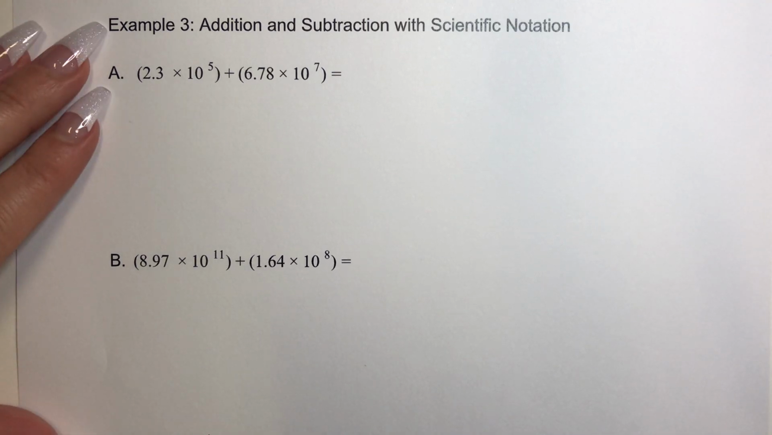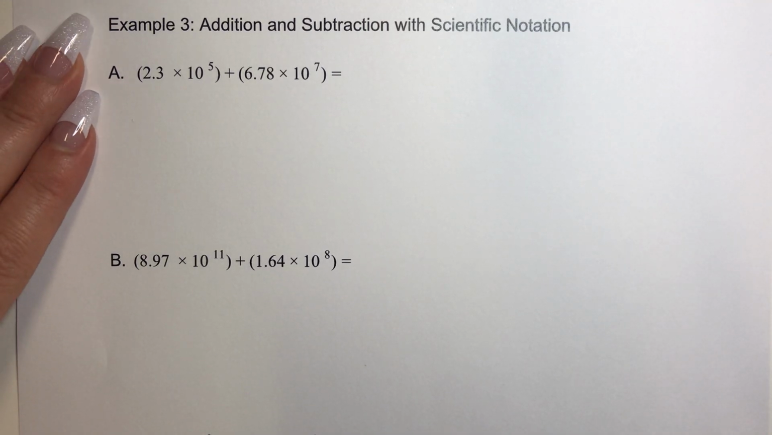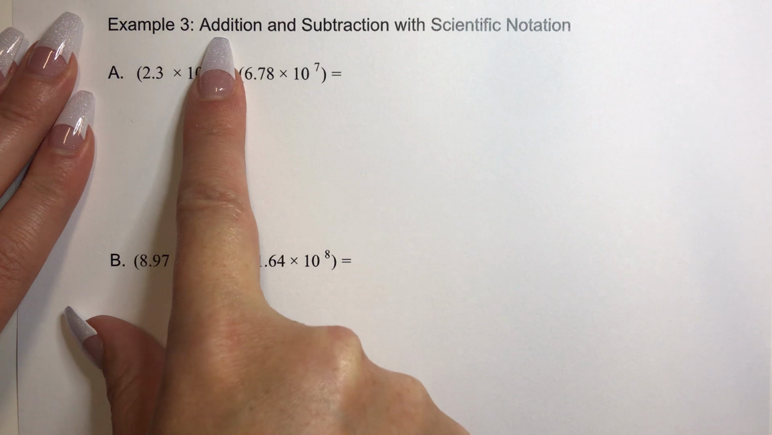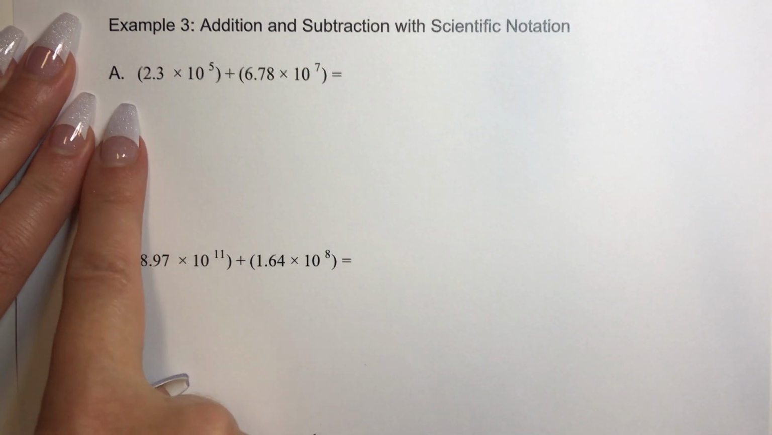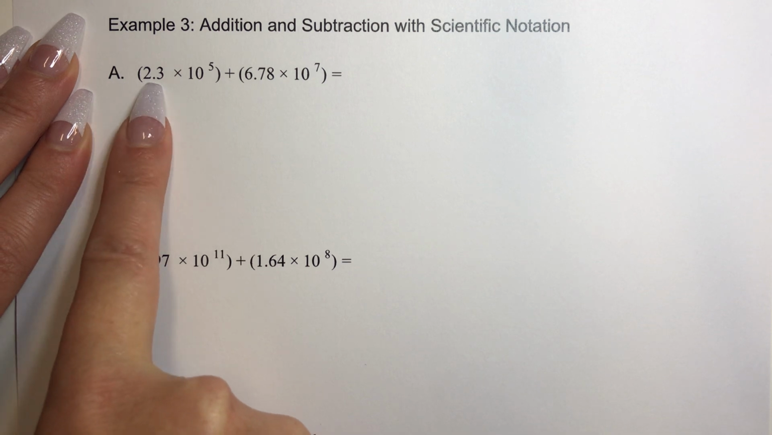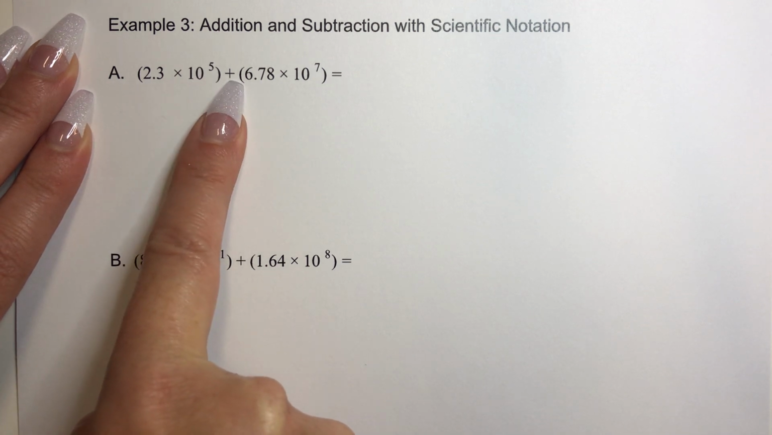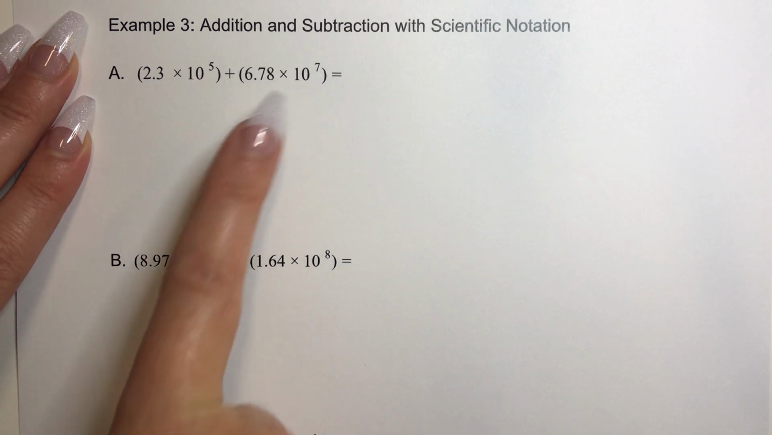All right, welcome back. In the previous two examples, we talked about multiplication and division, and now we're talking about addition and subtraction with scientific notation. All right, so let's look at this problem. A, 2.3 times 10 to the 5th plus 6.78 times 10 to the 7th.